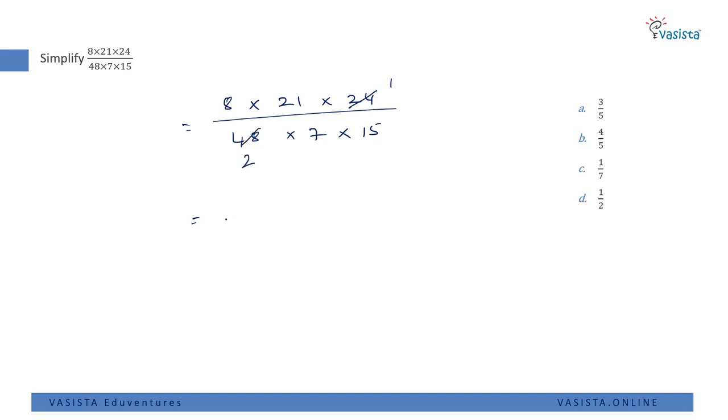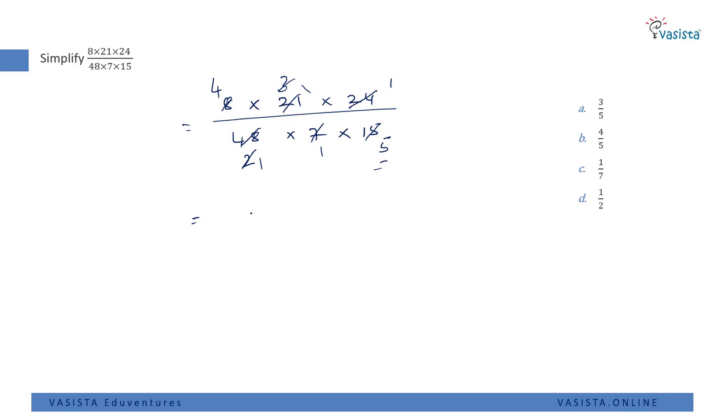Now again you can check here 2 and 8. I can divide 8 by 2: 2 ones are 2, fours are 8, right? Now 21 and 7 I can divide: 7 ones are 7, threes are 21, right? Now see what happens here, 15 is here: 3 ones are 3, fives are 15, right?